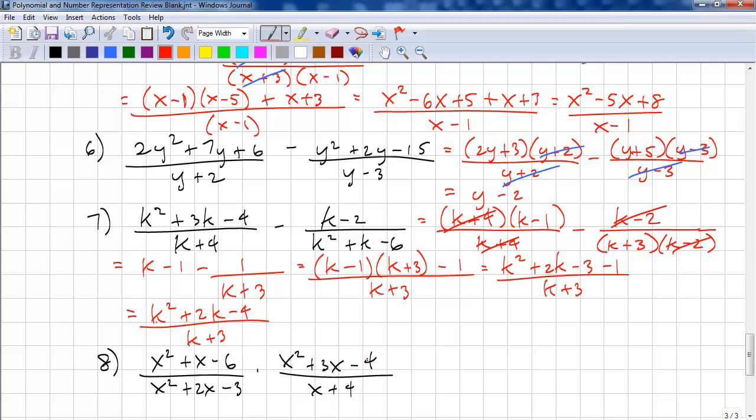And let's just check one more time to see if we can factor this. The factors are 4 and 1, that doesn't equal 2. 2 and 2, that doesn't equal 2 either. So this cannot be factored anymore. That's our final answer.